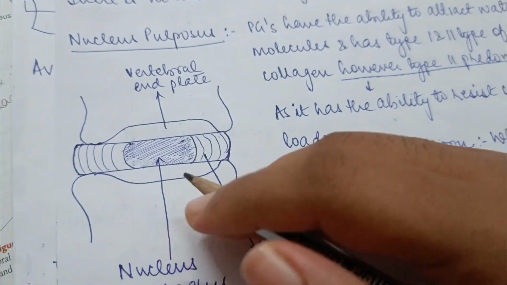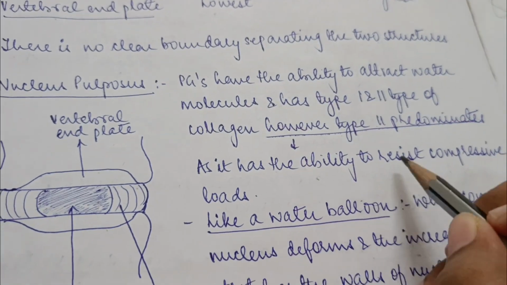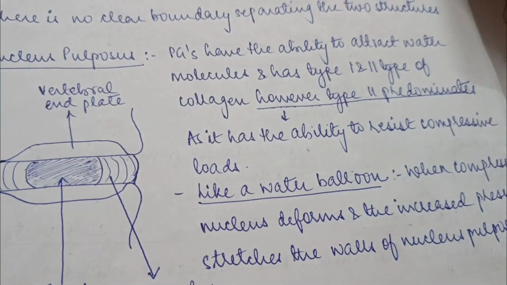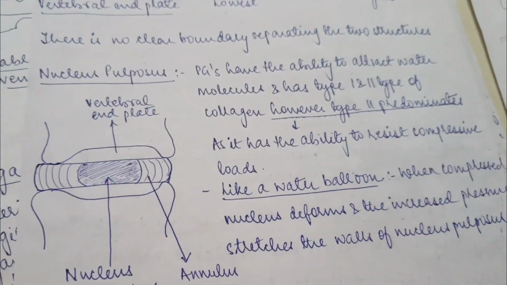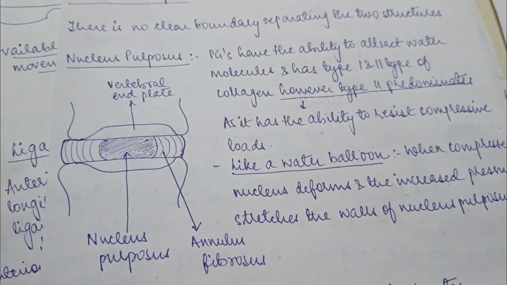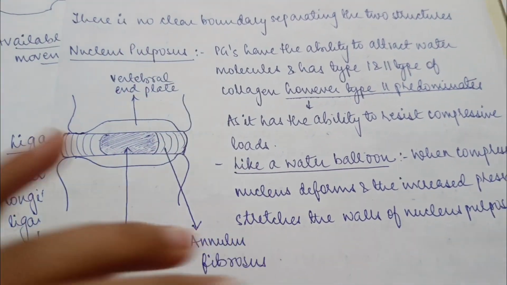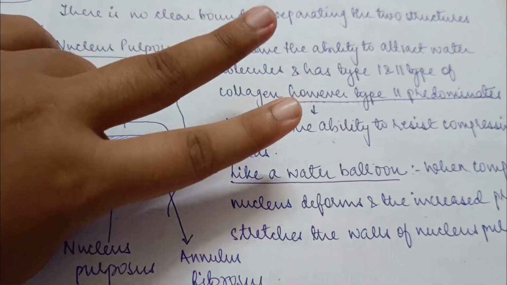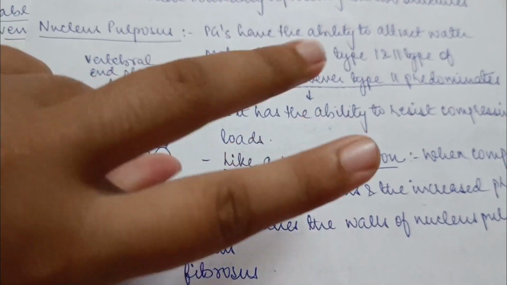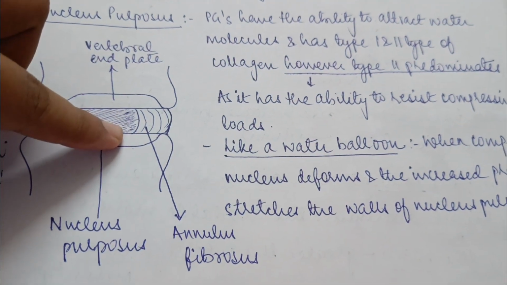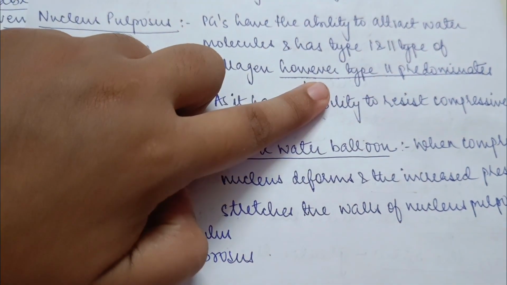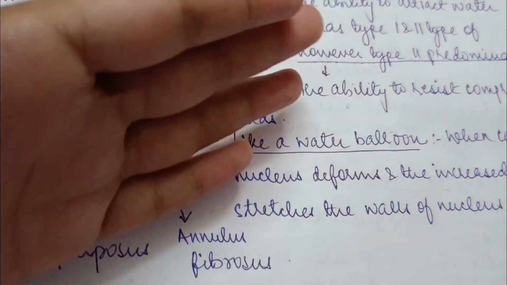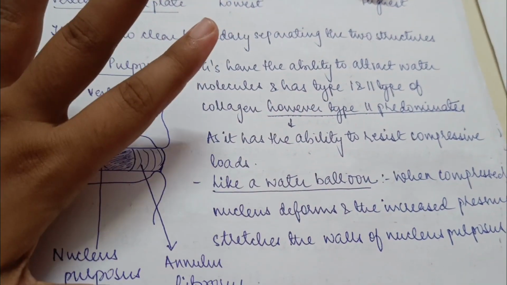It also contains type 1 and type 2 collagen. However, type 2 collagen predominates. Why is this collagen important? First of all, whenever you are mentioning your intervertebral disc, you have to mention the 3 parts. And as soon as you start mentioning the 3 parts, always remember the things present in the intervertebral disc, which are proteoglycans and collagen. Collagen is also of 2 types, type 1 collagen and type 2 collagen. Then, as a point of difference, nucleus pulposus has type 2 collagen and annulus fibrosus has type 1 collagen. Type 2 collagen has its own property and type 1 collagen has its own property.